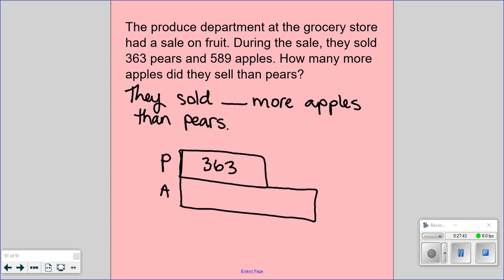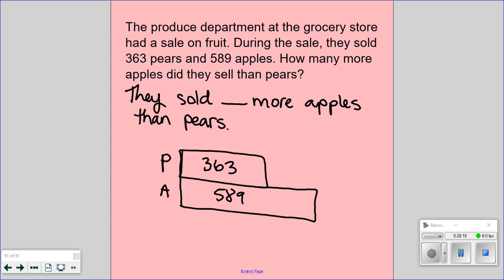How many apples did they sell? Again, I should see everyone's hand. It's right there. There's very little thinking you gotta do for that one. Pensley? So what do I not know? I know the pears. I know the apples. But what am I trying to figure out? Macklin?